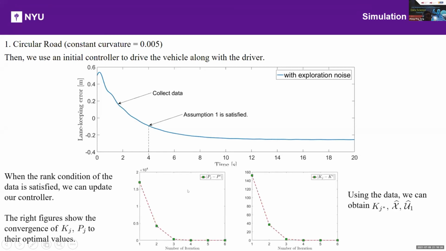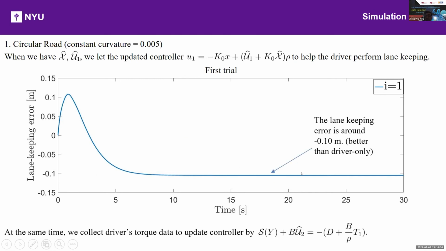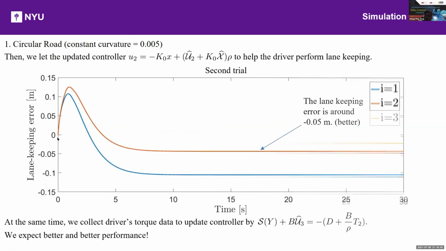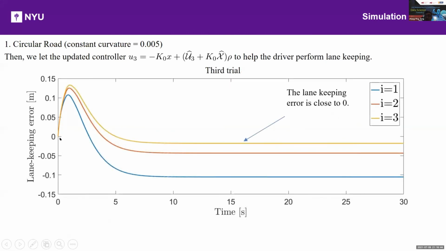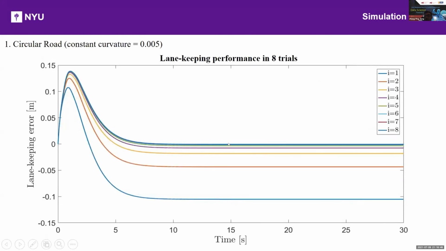Then you implement the controller, and you can see that for the first trial, our controller is better. The error goes down from minus 0.3 to minus 0.1, much better than the human driver only. And for the second trial, they all become smaller than the third trial. Each time we improve the controller with the data, you can see that the error gets smaller and smaller, eventually getting close enough to zero.